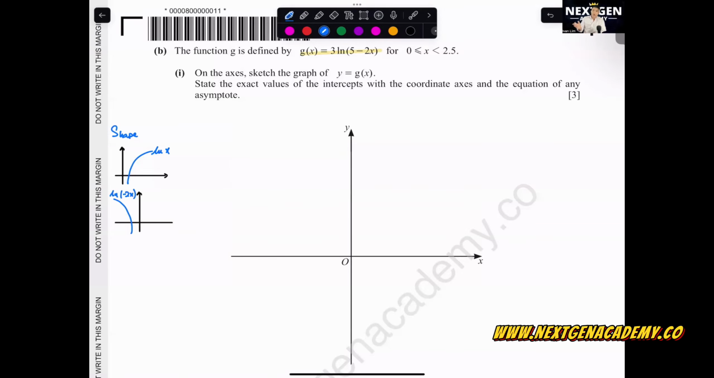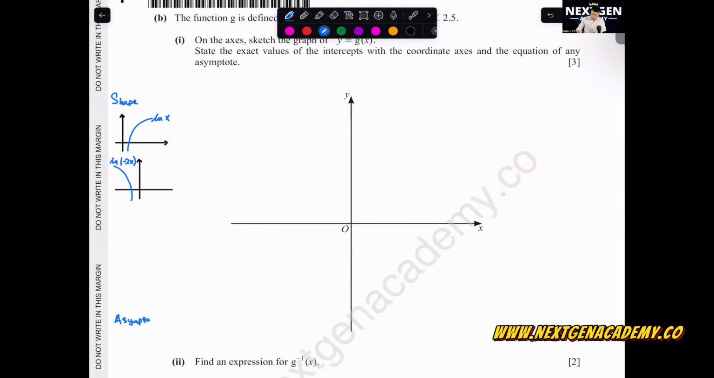I don't know how far it is yet. I haven't done all the calculation. Then because of 5 minus 2x, 5 minus 2x means you move to the right by 5. From here you can also find what your asymptote is already. So what's the asymptote?